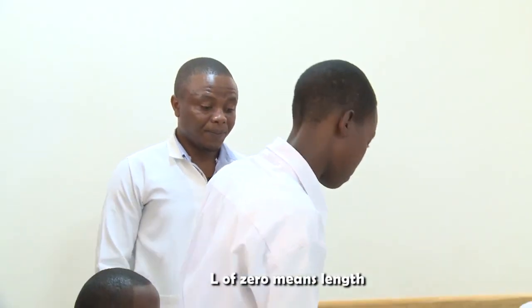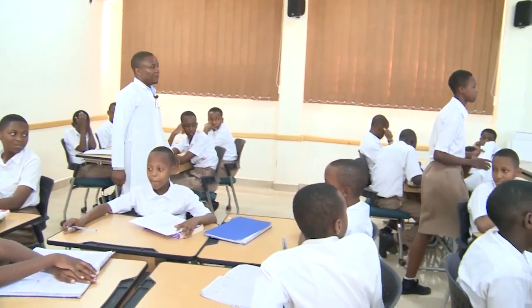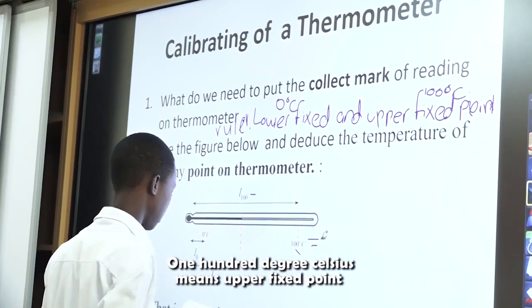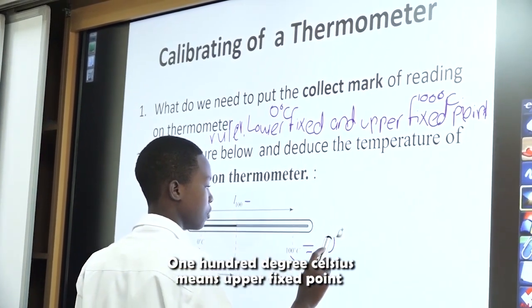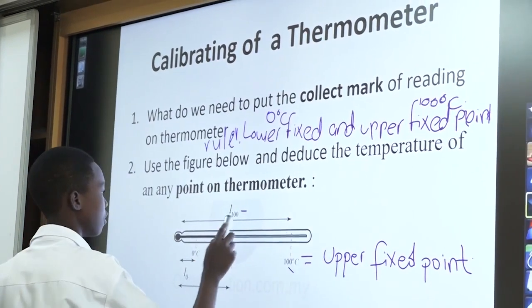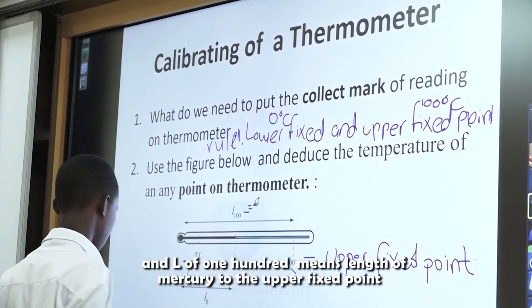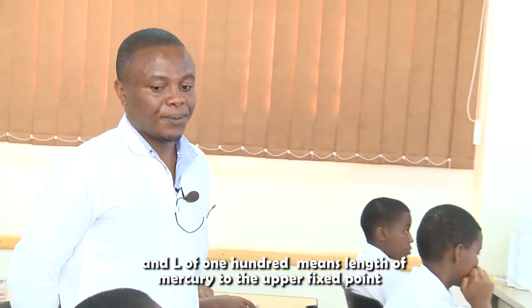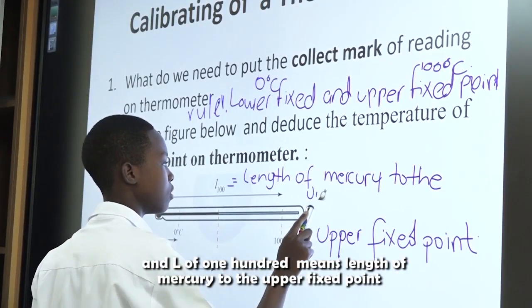100 degrees Celsius means the upper fixed point, and L100 means length of mercury to the upper fixed point.